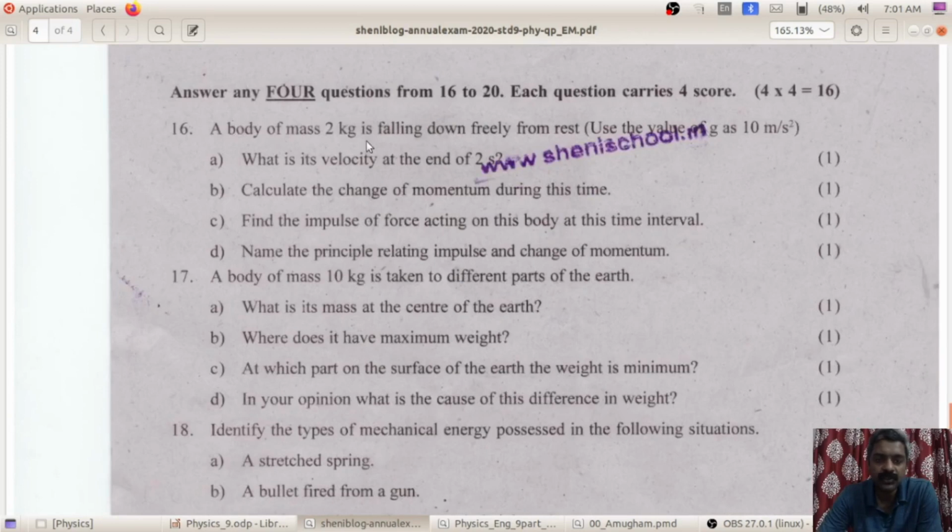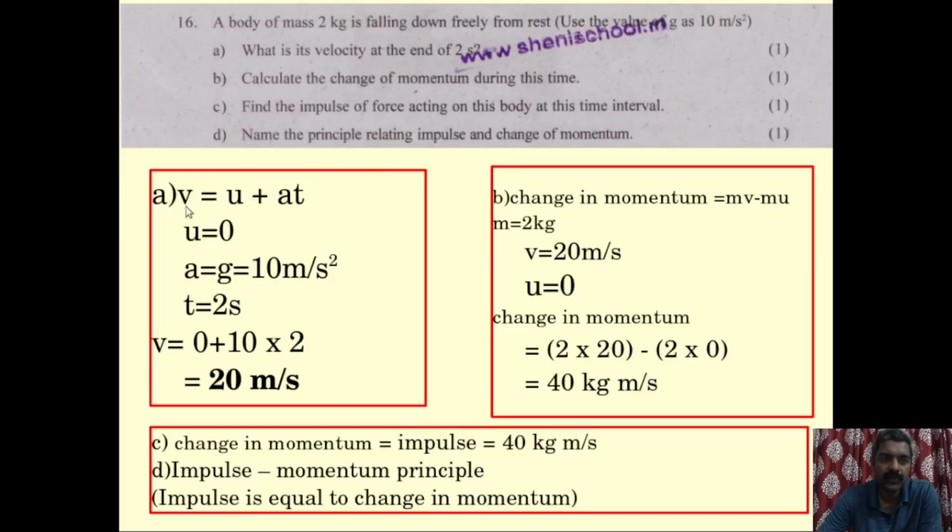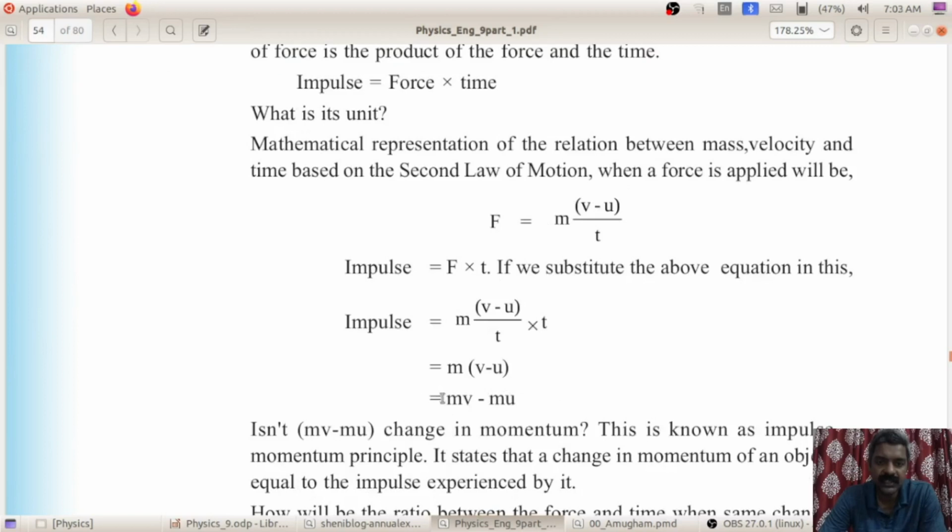A body of mass 2 kg is falling down freely from rest with the value of g as 10 meter per second square. What is its velocity at the end of 2 seconds? Here we have v is equal to u plus at. Given that initial velocity u is 0, acceleration g is equal to 10 meter per second square, and the body takes 2 seconds to fall. So v is equal to 0 plus 10 into 2, 20 meter per second is the velocity of that body. Calculate the change of momentum during this time. This is the change of momentum.